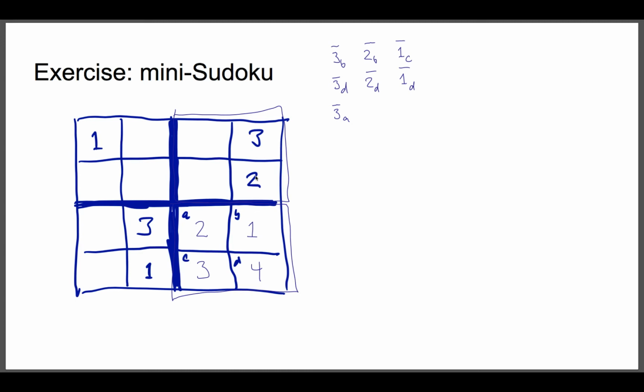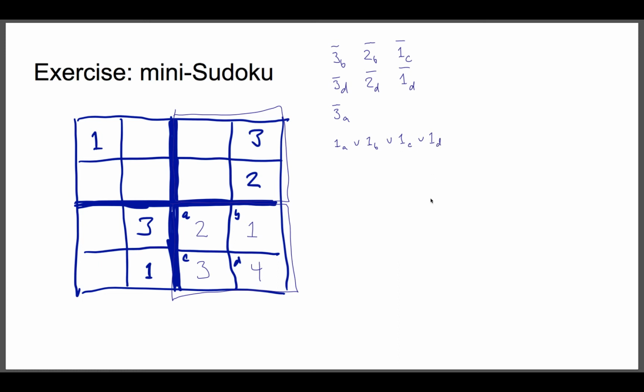Now we have to write down the rules of the game, right? So the rules of the game, for example, include that the digit 1 has to appear in one of the cells A, B, C, or D. So that's easy to write. 1 is in cell A, or 1 is in cell B, or 1 is in cell C, or 1 is in cell D, right?